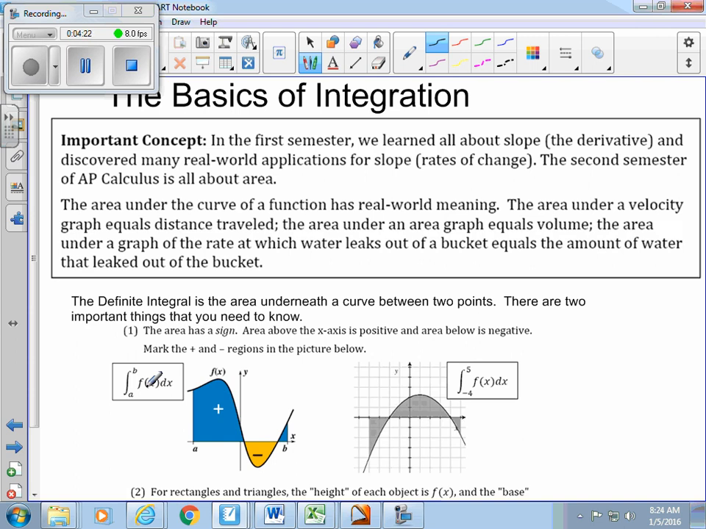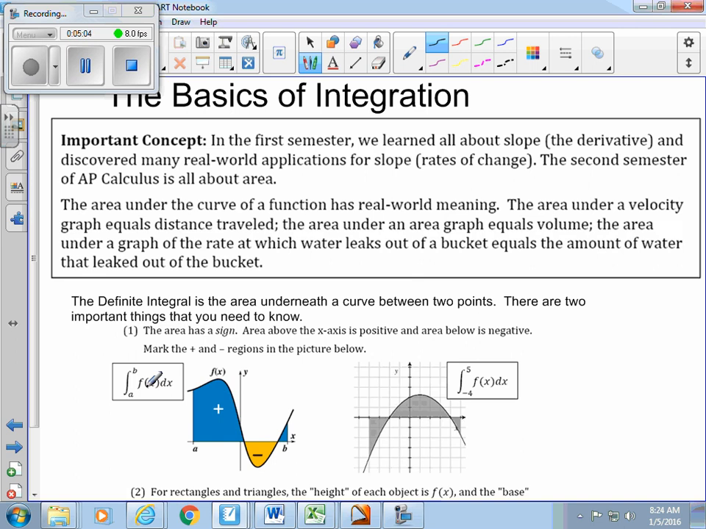And as you discovered yesterday in Exploration 3, area under a curve has real-world meaning. If you forget what that real-world meaning is, go find the area of a rectangle with units and look at the units on that area and see what it is. The area under a velocity curve we found out yesterday was distance. The area under a volume curve, or under an area curve, we found out was volume. If we did the area under a curve that was the rate of change of water leaking out of a bucket, we would get the amount of water that leaked out of the bucket. So there's some really good information that we can get from area.